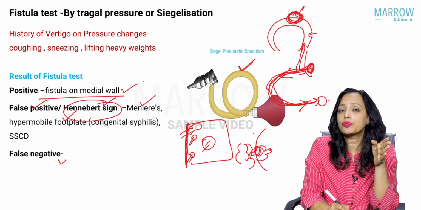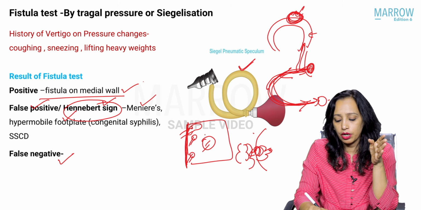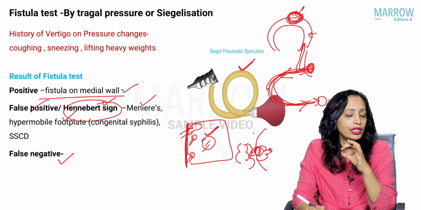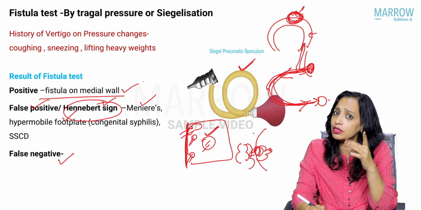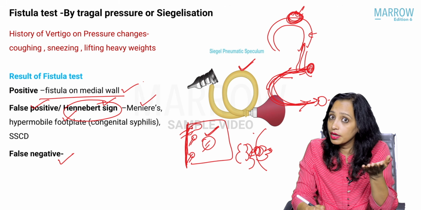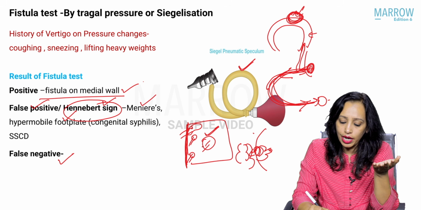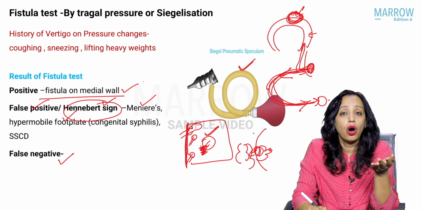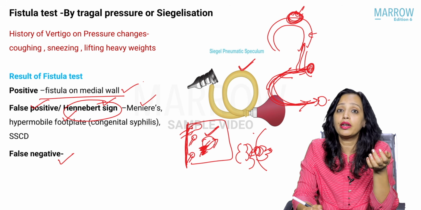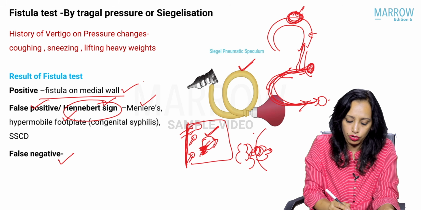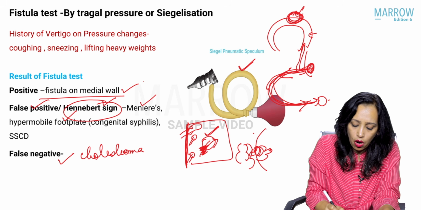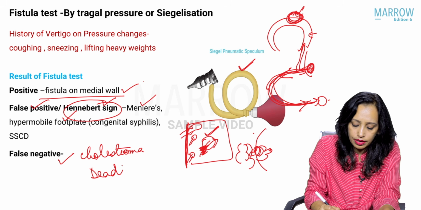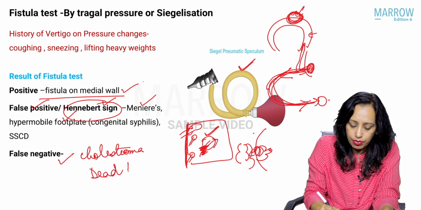Also, it is possible that the patient has a fistula on the medial wall, but the fistula test is negative. That is known as a false negative fistula test. What are the causes? Can you tell me? Think and tell me. Yes, if the fistula is covered by cholesteatoma, or the pressure is going into the inner ear but the inner ear is dead, not responsive. So false negative is in cholesteatoma covering the fistula or in dead labyrinth.